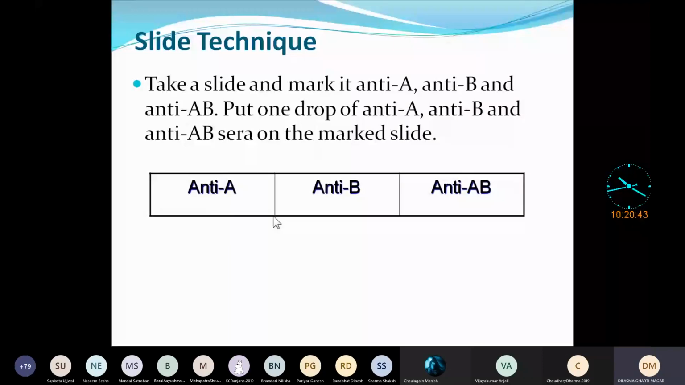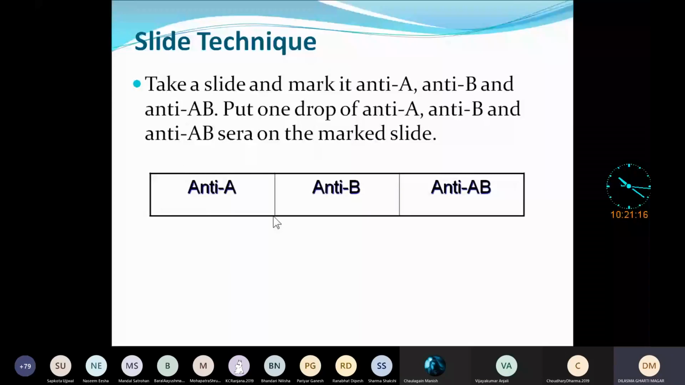Now here we will make the three marks on this one slide, and then we'll put anti-A, anti-B, and then the anti-AB. Usually in your practical only anti-A and anti-B will be given, but the anti-AB will not be given. But later on, when you come to the clinical side, you should know about it also. There is also anti-AB sera, and whenever anti-AB sera is kept, there will be agglutination of the blood. So you have to know that. That's why I have made this slide.